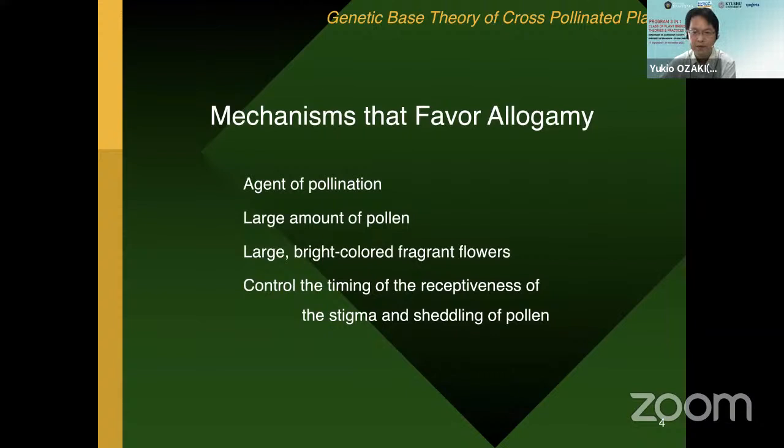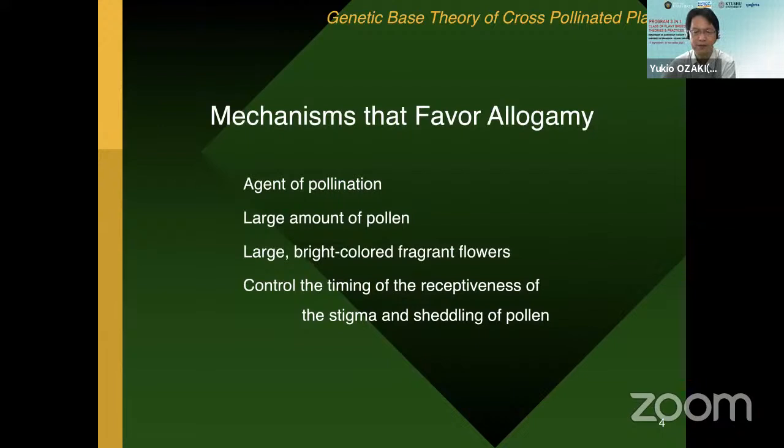Allogamous species depend on agents of pollination, especially wind and insects, and hence tend to produce large amounts of pollen and have large, brightly colored, fragrant flowers to attract insects. They commonly have taller stamens than carpels or use other mechanisms to better ensure the disposal of pollen to other plants' flowers.